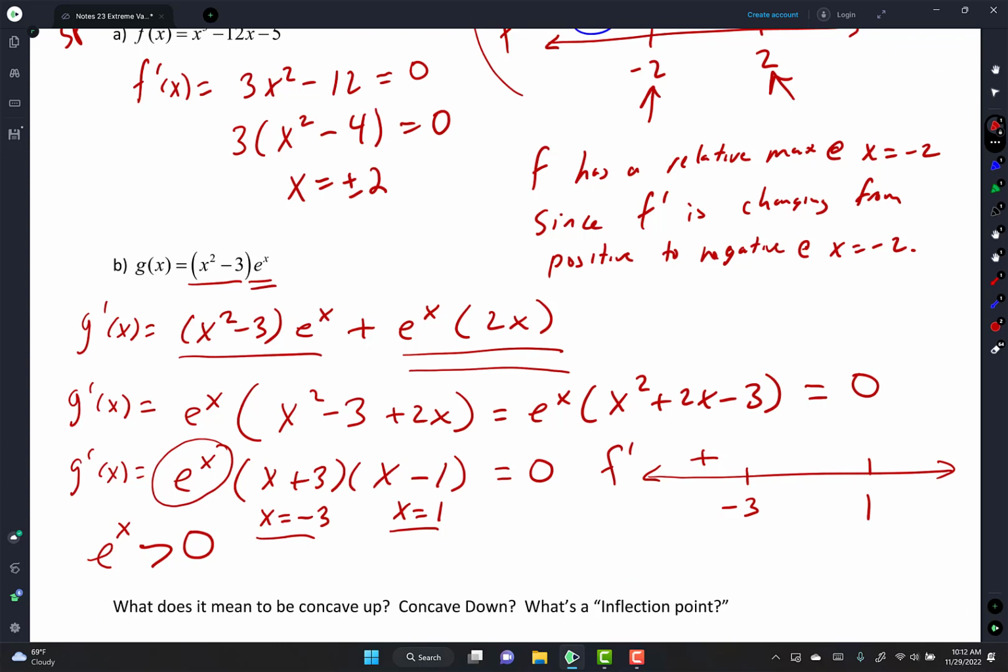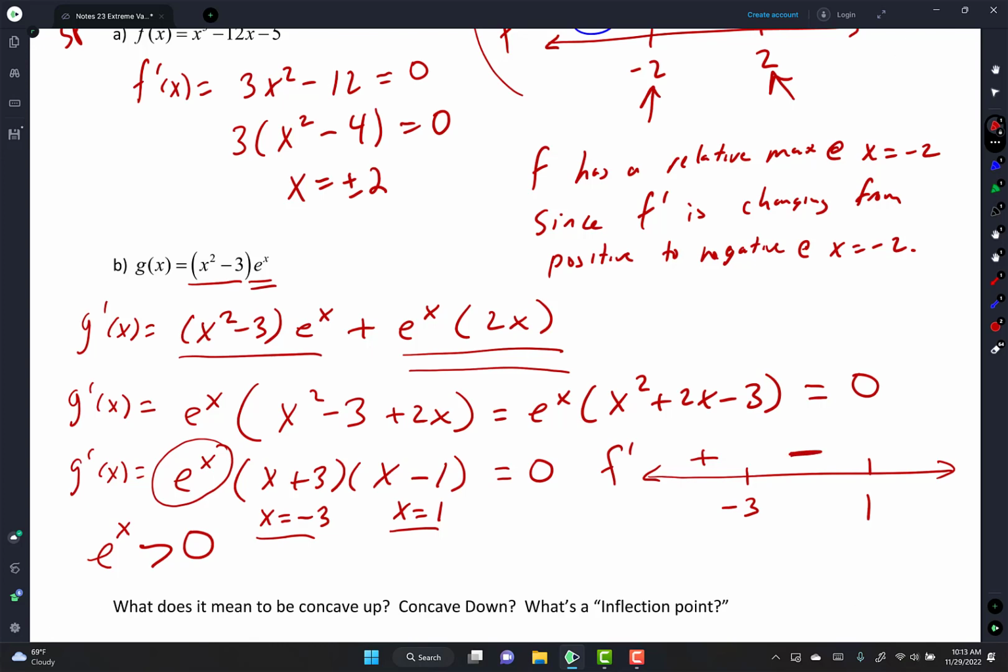All right. I'm going to choose a number between negative 3 and 1, like 0. If I choose 0, I'm not worried about e to the x. We already established that's always positive. 0 plus 3 is positive. 0 minus 1 is negative. Positive times a negative is a negative. Do you see how we're doing it?